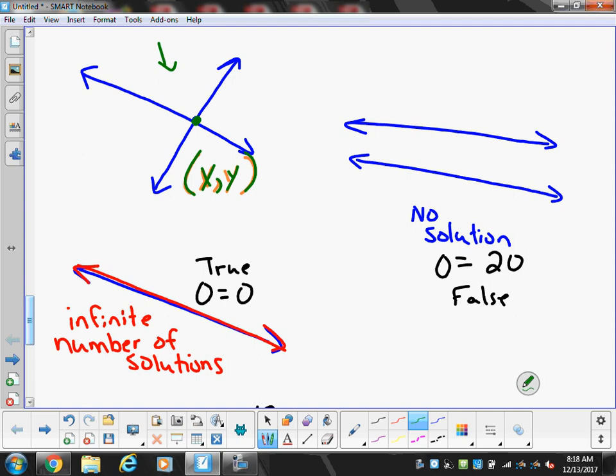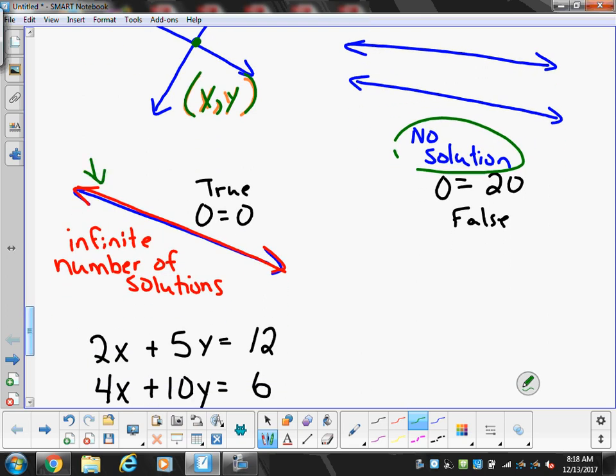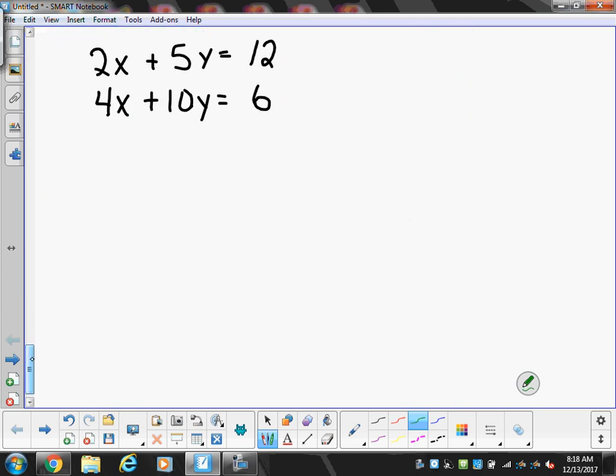But there were two other kinds of lines. Sometimes we had parallel lines, and when we had parallel lines, there was always no solution. And then sometimes we would have the same line, and when we had the same line, it was an infinite number of solutions. So when we graph these, that's pretty easy to see. But what does it look like when we solve these with algebra? And here's the way we do that.